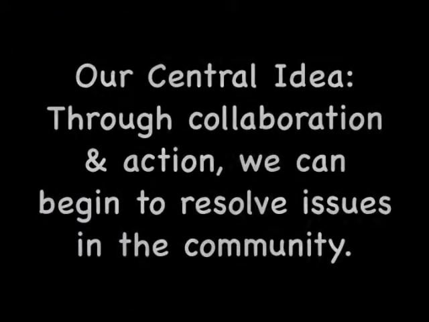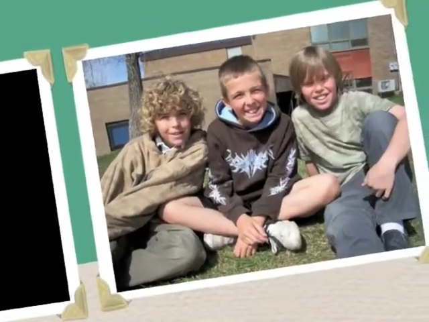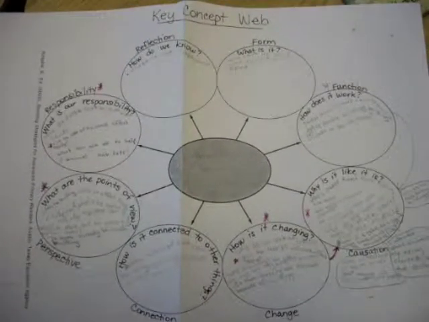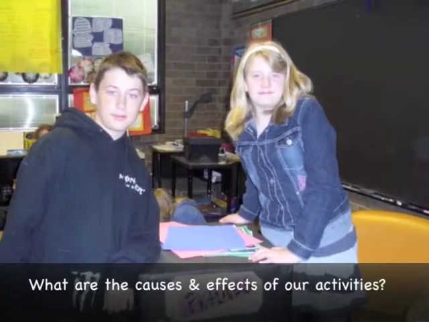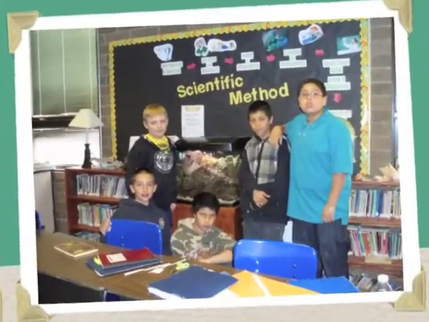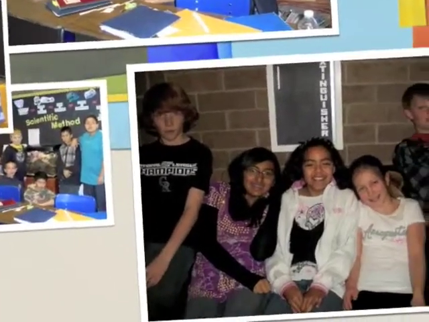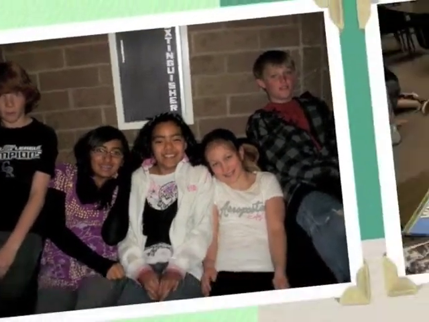After developing our central idea, we formed inquiry groups. Kids who had similar interests were grouped together. Then, we used key concept webs to organize our questions. We found out that the concepts we were most interested in were causation, connection, and reflection. We wondered, what are the causes and effects of our activities? How is everything connected? And how will we know we are making a difference?